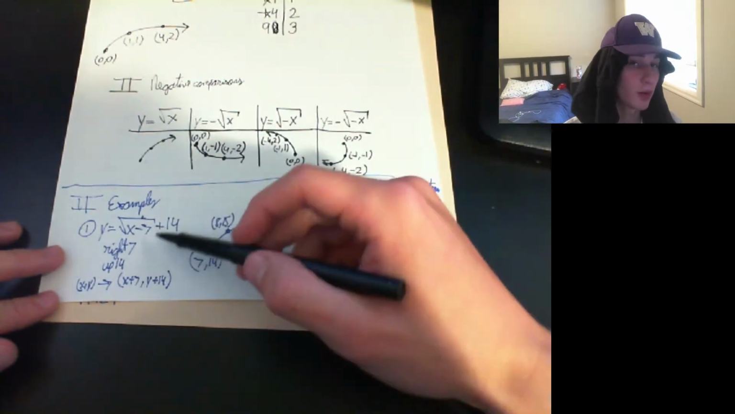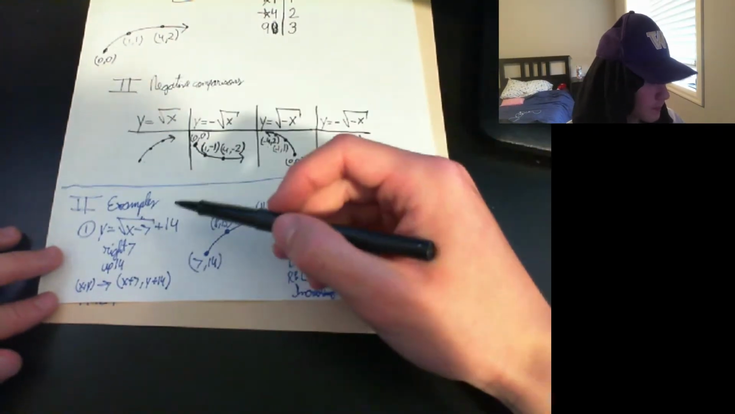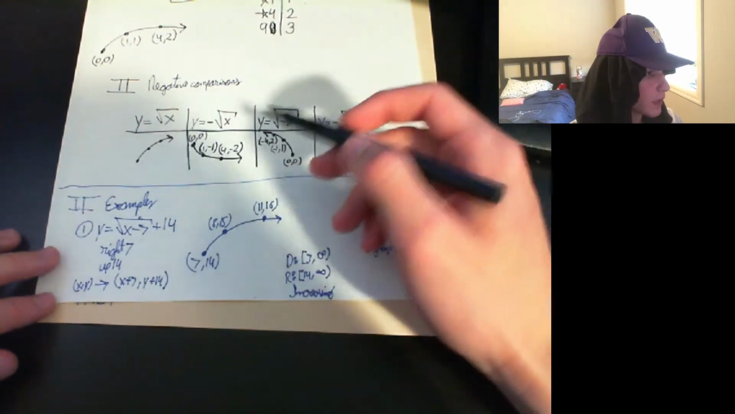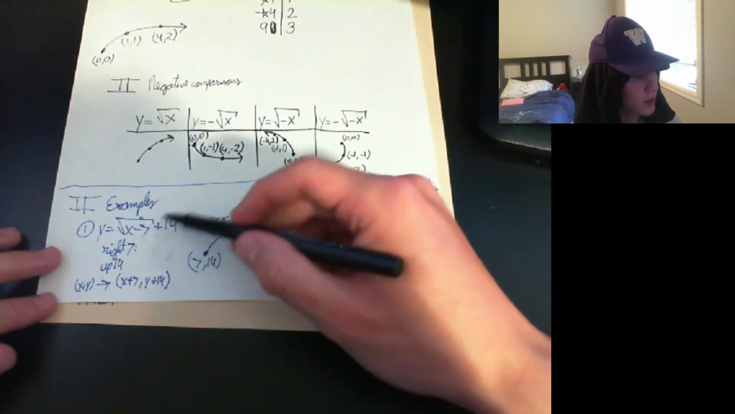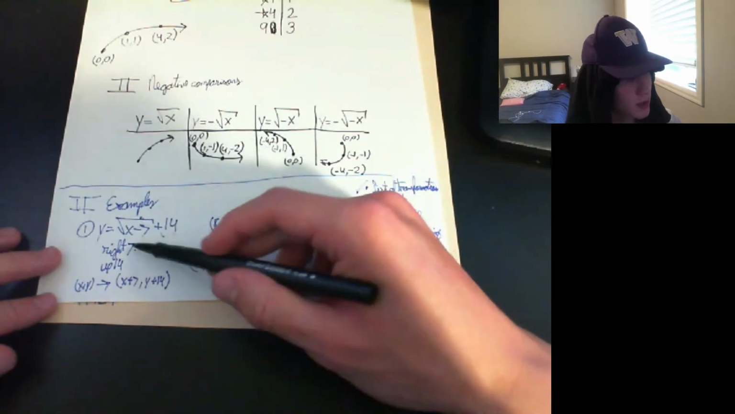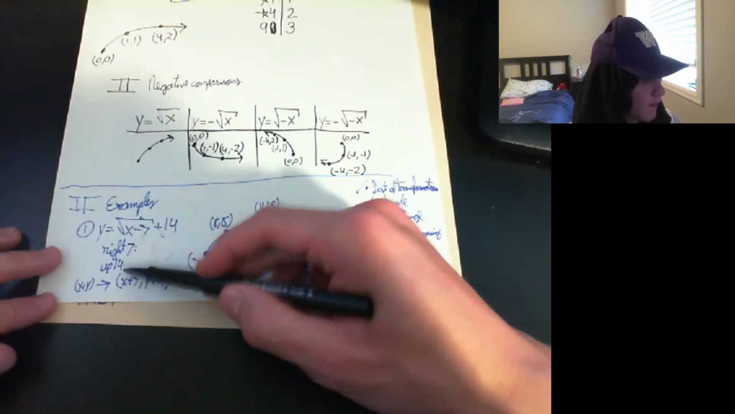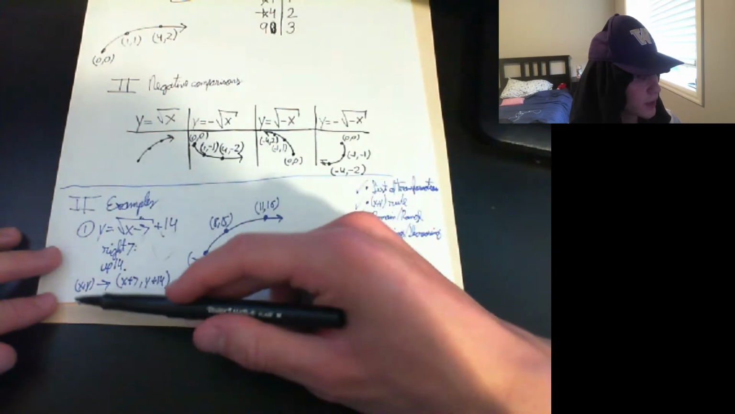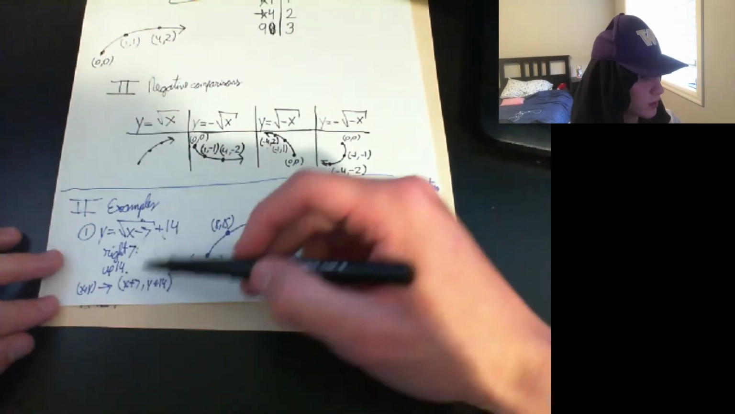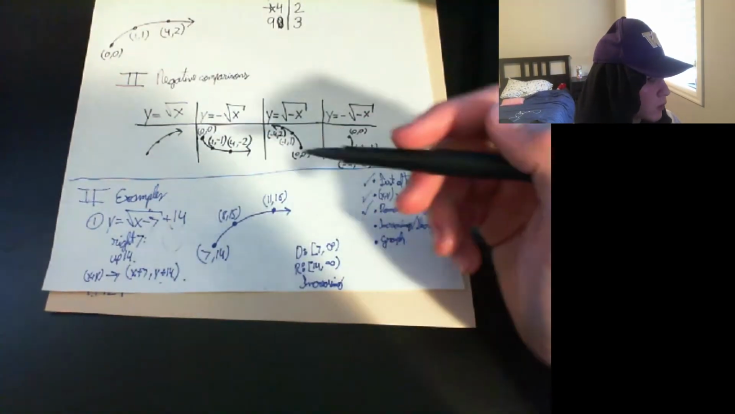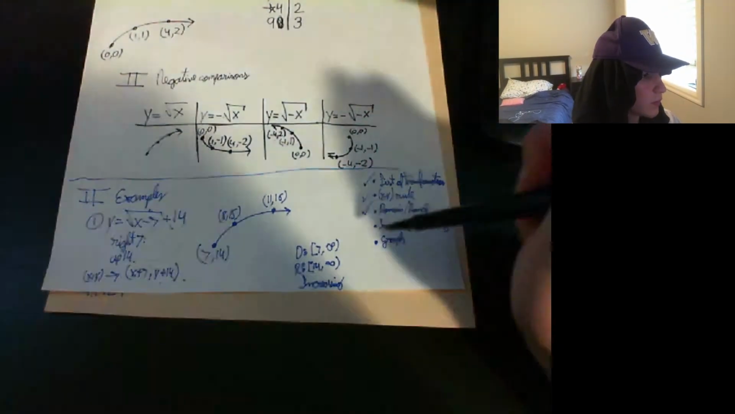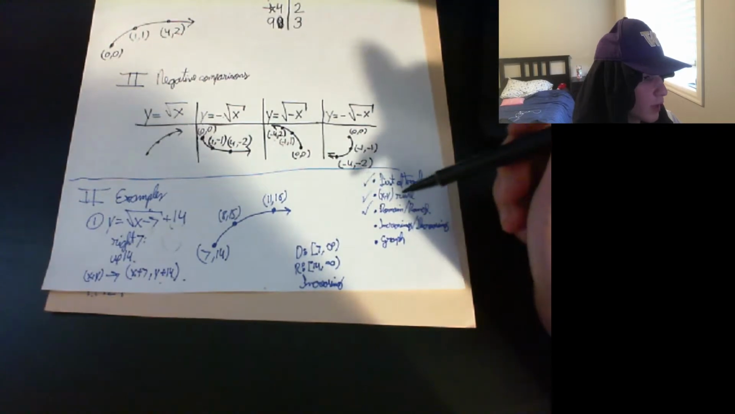Okay, so back to the problem. Here on the inside we have a -7. Since it's inside, it does the opposite, therefore right 7. And here we have a plus 14 on the outside, so it does just like that, up 14. And our xy rule goes to x plus 7 and y plus 14.